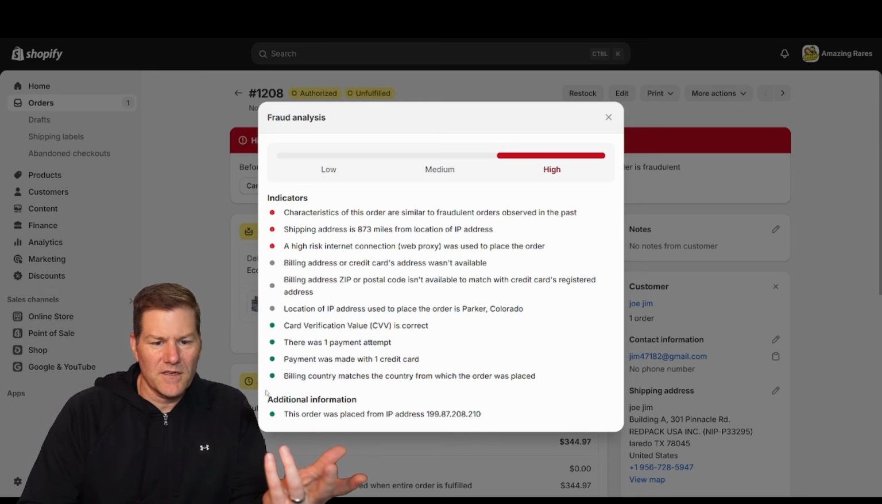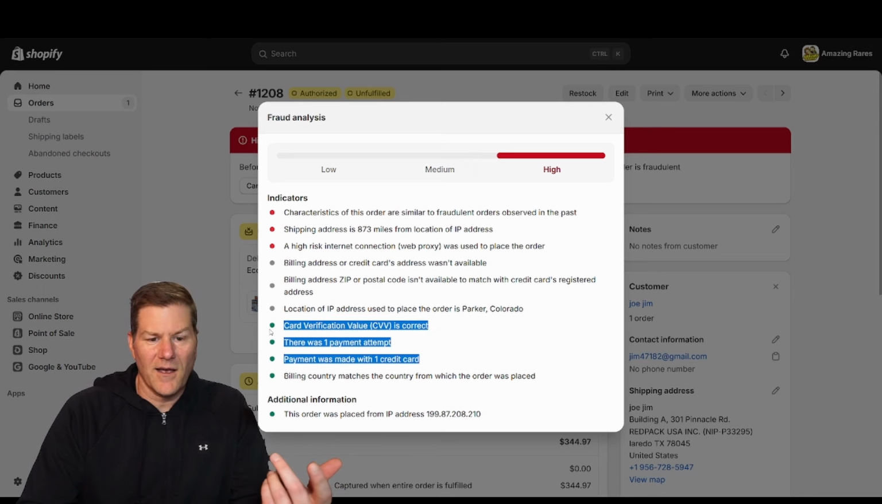And then there were some positive things in this effect. The credit card CVV, the three numbers on the back, matched what they entered in. They only made one payment attempt, and they only tried with one credit card. A lot of times when there's fraud, they'll try different cards over and over, and you'll see that, and it'll get flagged in here.